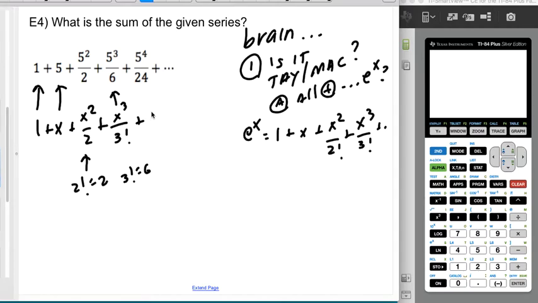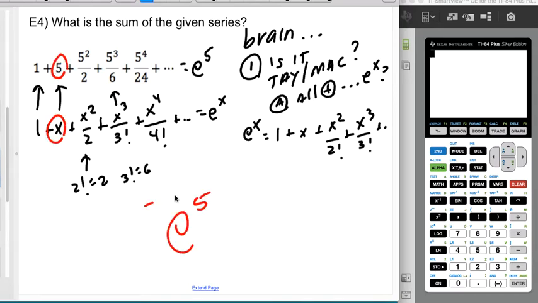And so what I realized is, oh, hey, this is very much the series for e to the x, but where x is 5. So this is e to the x, right? So this thing, dot, dot, dot, dot, would equal e to the x. The difference here is that everything I'm looking at is a 5, not an x. So the answer is that this is e to the 5th.